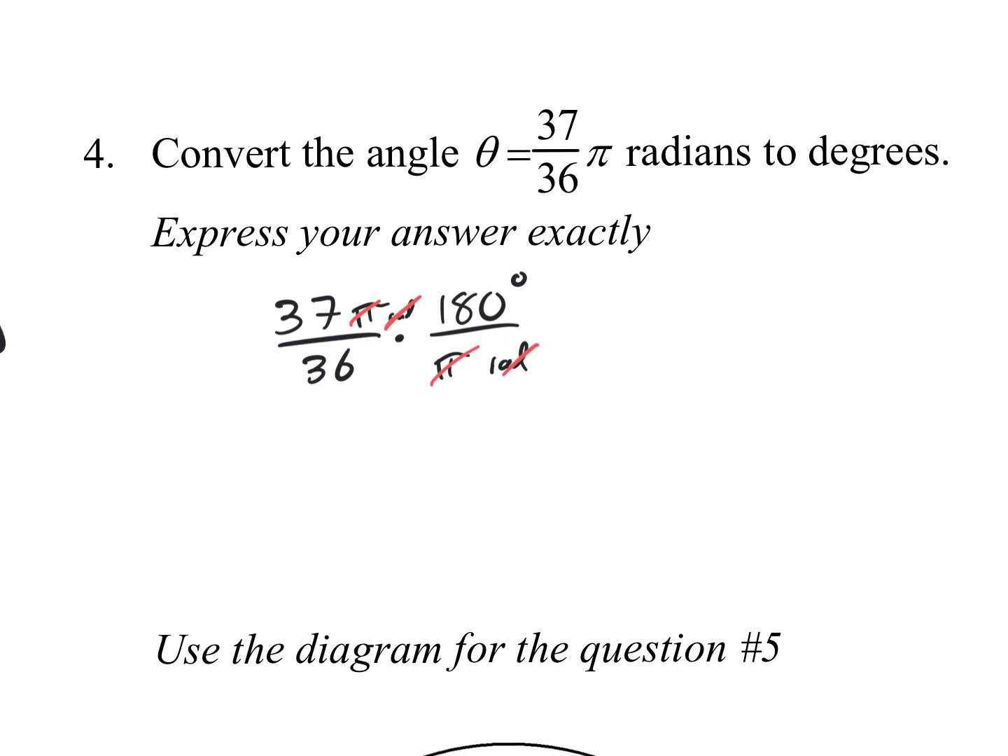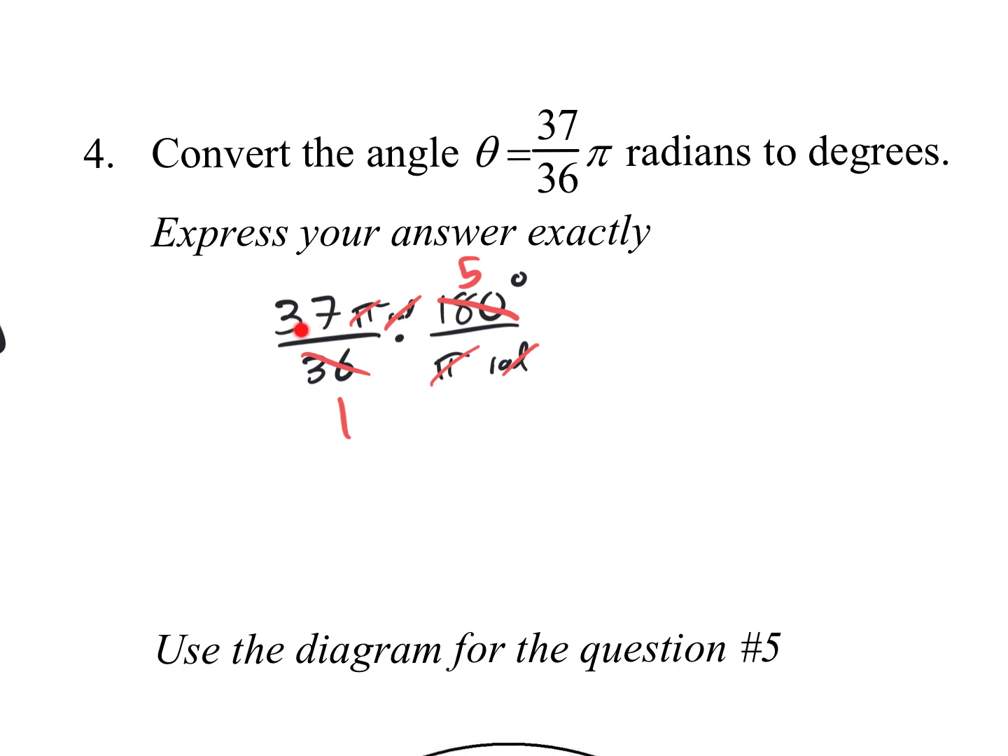We need to reduce this further. Basically, I have a 180 and a 36. I'm going to reduce here. I can't reduce here, but I can reduce here. And it turns out that 36 goes into 180 exactly 5 times. So I can take a 36 out of this, make it a 5. Take a 36 out of this, make it a 1.